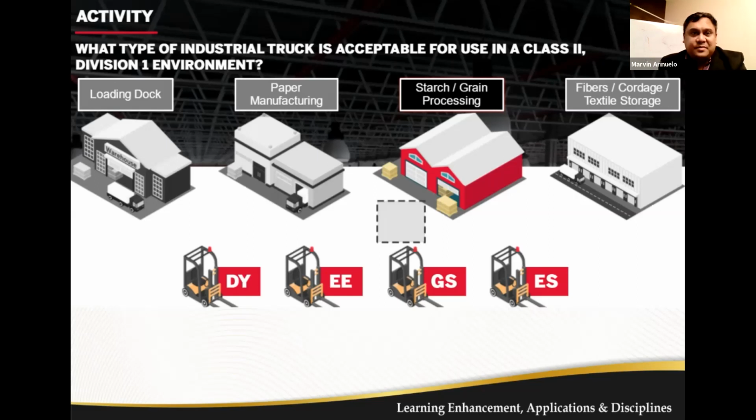So next, what kind of vehicle is approved? We need to go to the same table, 8.3.1.